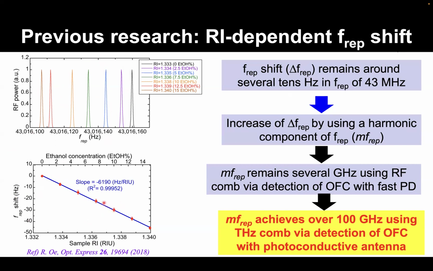But to further enhance the RI sensitivity given by this slope coefficient, we need to increase the frep shift, or delta frep, which still remains around several tens of hertz in the frep measurement at 43 MHz. To further enhance RI sensitivity given by this slope coefficient, an increase of delta frep is required by using a harmonic component of frep, namely the M frep signal.